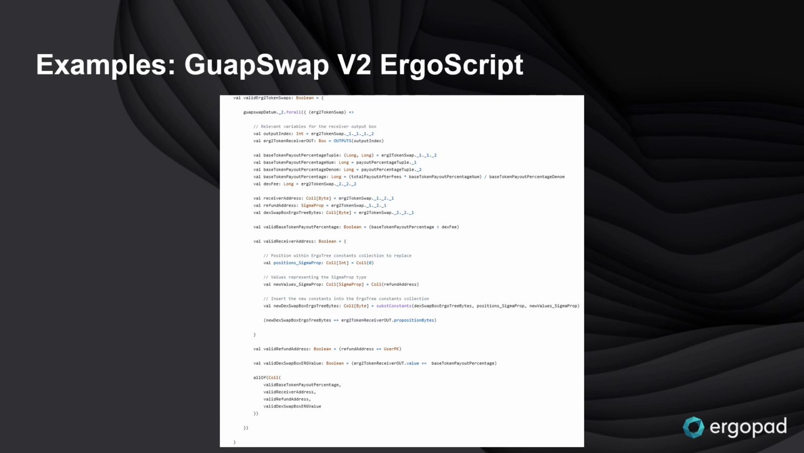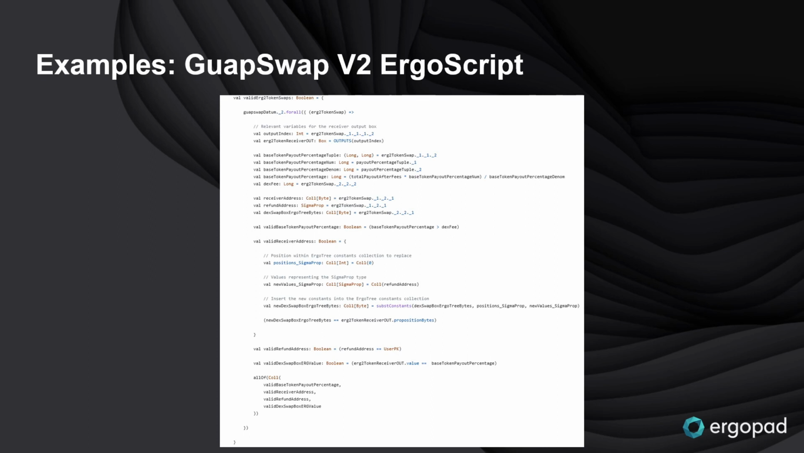Since they want to get multiple tokens, for example, we want to know what percentage of their erg is allocated to each one. So you could have, for example, 10% Neta, 50% ErgoPad, and then 40% erg.